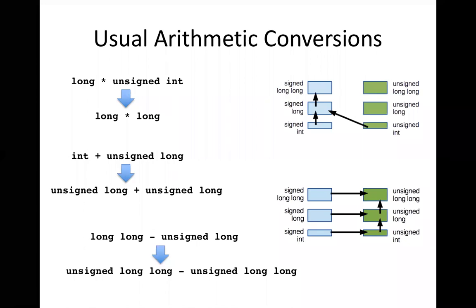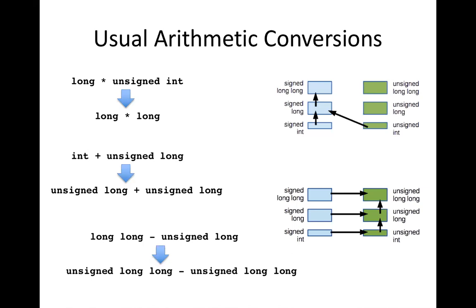This last one I think is maybe the only interesting case here. You've got a long minus an unsigned long. Well, on the common platform, long isn't actually big enough to hold everything the unsigned long could. So it'll use the unsigned version of the wider type. The wider type is long, so it's going to convert both of them to unsigned long before it does the math.